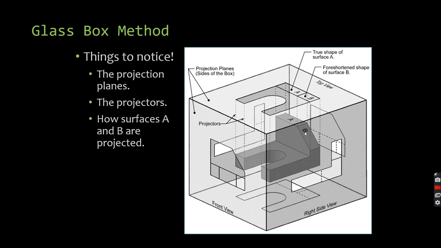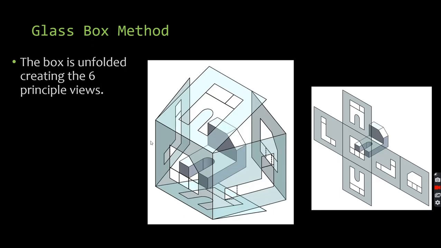Okay, also notice that if you're looking at something on an angle like B here, when you look at a top view, that will not be its true length right here. Okay, that will be foreshortened. The box is then unfolded to give us our 6 views.